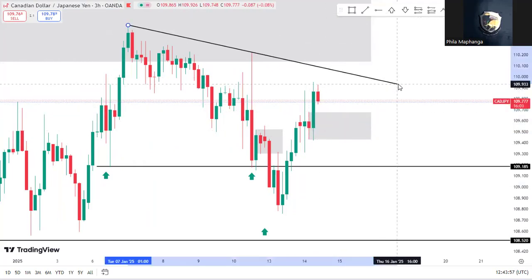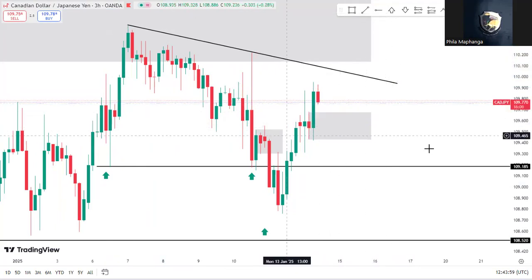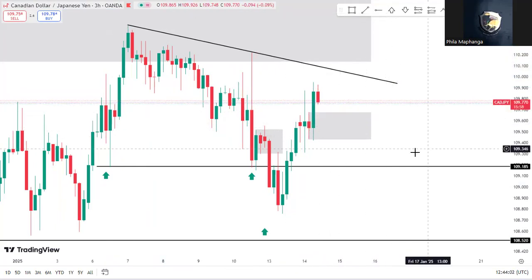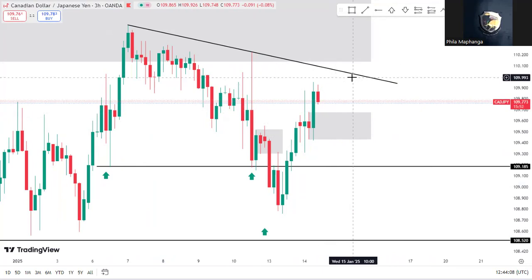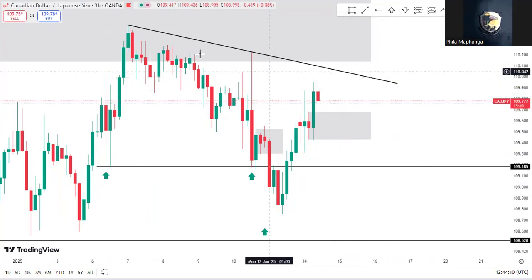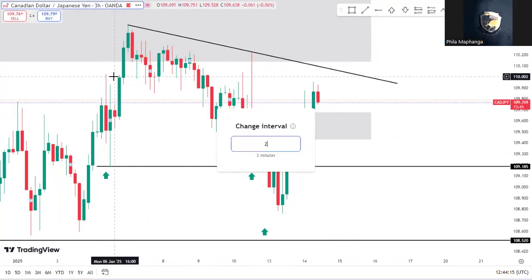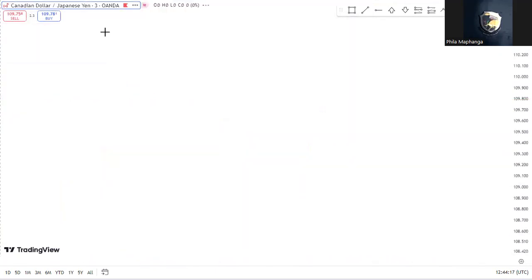Let me adjust this one. On 3-hour, you have your continuation pattern there. So now you know that, okay, fine, we can push the market to this continuation pattern and then we continue with the trend. I see, I get it. Okay, sharp. Let's move to the 2-hour time frame and see. Oh, that's 2 minutes.